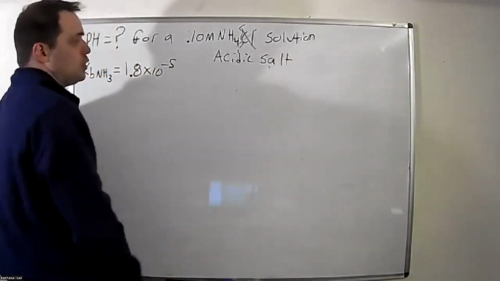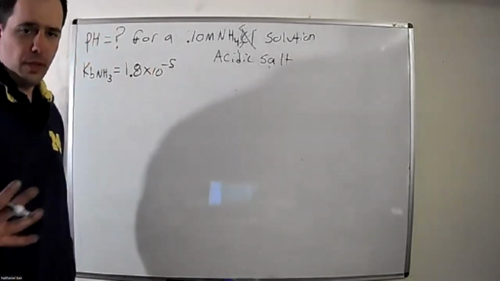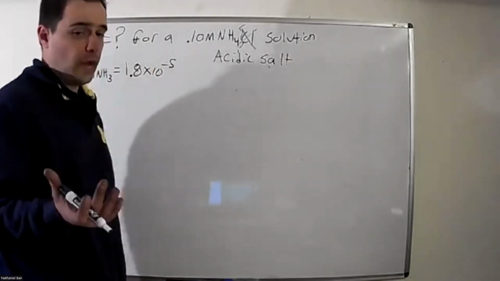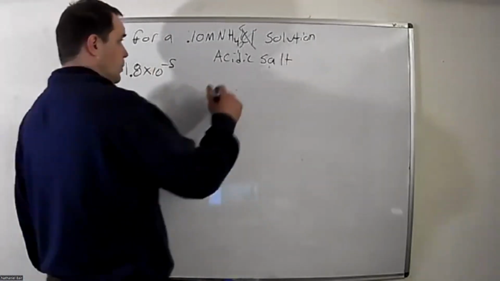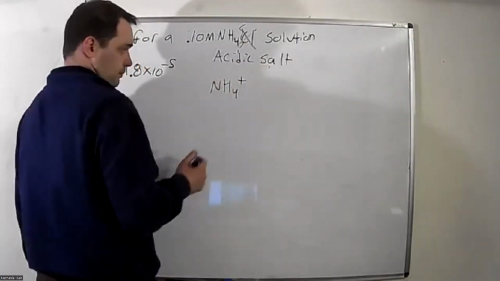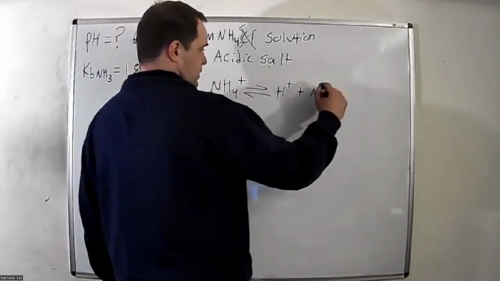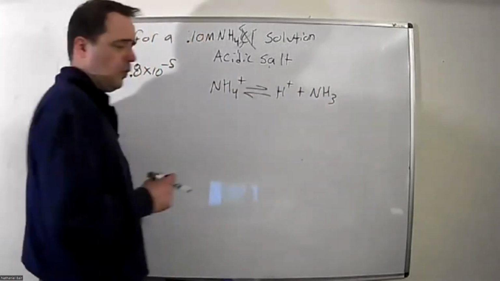So now you need to show this being acidic. We need to write a formula for doing that. Now I'll give you two options. Option one: NH4 plus gives back its H plus and makes NH3. That's option one.